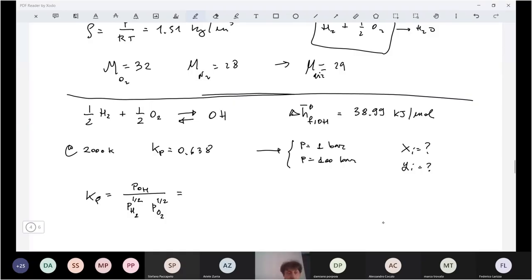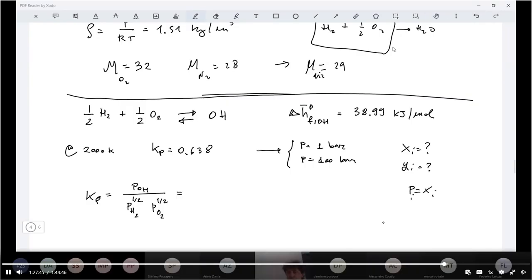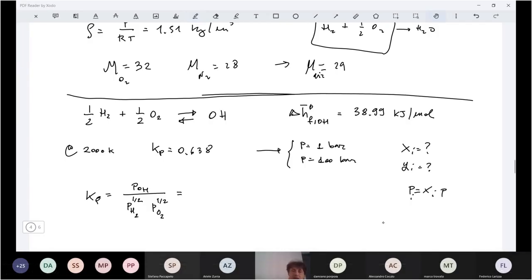So this is just, of course, a review of what you know and already practiced in the past. And of course, each partial pressure p will be xi times the mixture pressure, and here the pressure will cancel because you have p in the numerator and p to 1/2 plus 1/2, equal to p, in the denominator. So this is also equal to xOH over xH2 to 1/2 times xO2 to 1/2. So we have no role of pressure. Either 1 bar or 100 bar, nothing changes in this case. This is a special case, of course. It's not always the case.